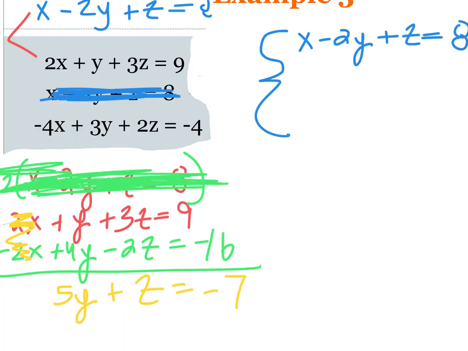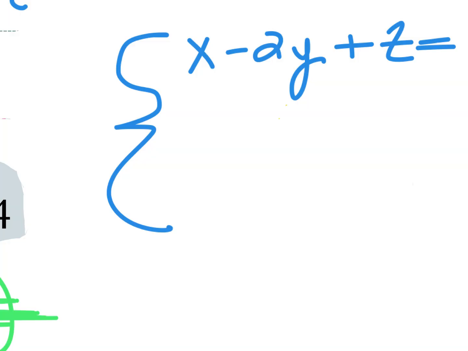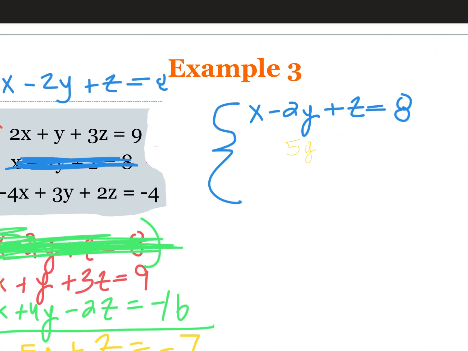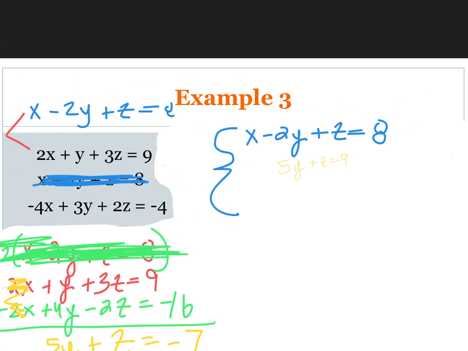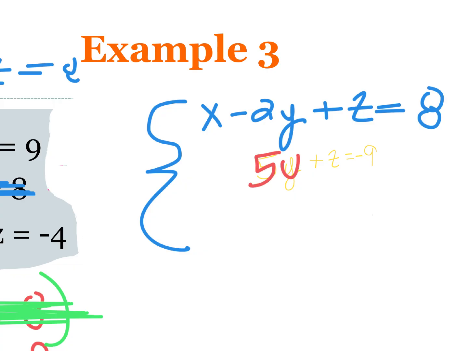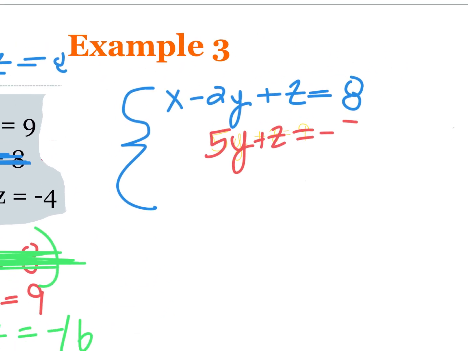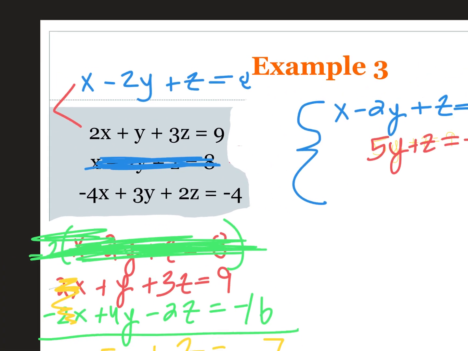-7, perfect. So there's your second equation, 5y plus z equals -7. So now my last equation should say what? Z equals. So how do I get there? There's two things I got to do. Okay, combine first and the last.